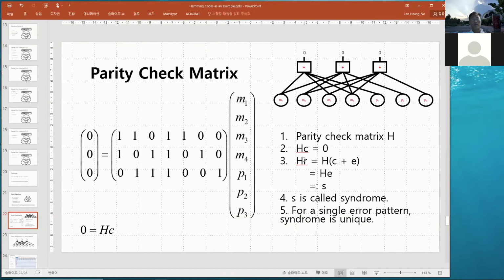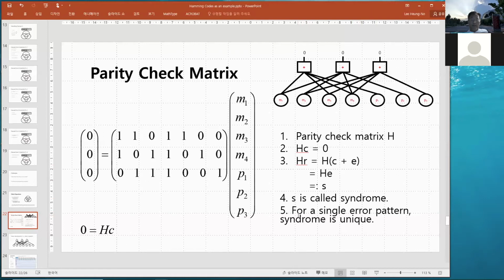So when you have a received word which has some error pattern added to it, HR is equal to H(C plus E), that is HC plus HE. HC is equal to 0, so what's left is HE. We call this HE, a 3 by 1 vector, S, and we call this vector S the syndrome. When the syndrome is not equal to 0, that means there is some error in the received word.